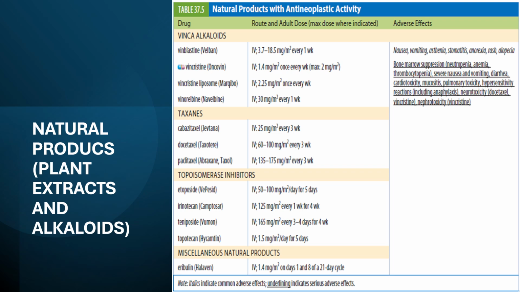The taxanes, which include cabazitaxel, paclitaxel, and docetaxel, were originally isolated from the bark of the Pacific yew, an evergreen found in forests throughout the western United States. Like the vinca alkaloids, the taxanes are mitotic inhibitors.